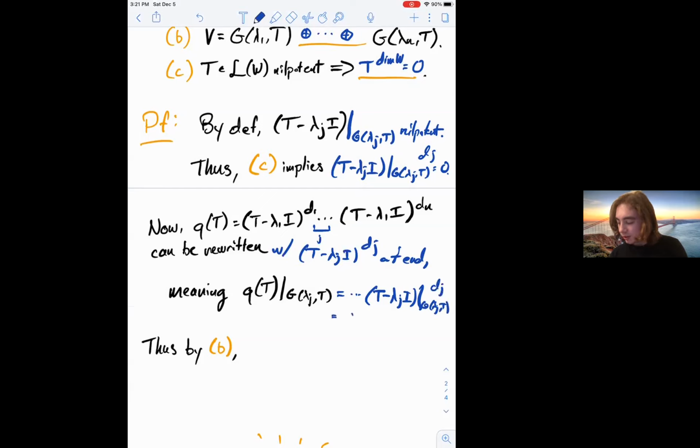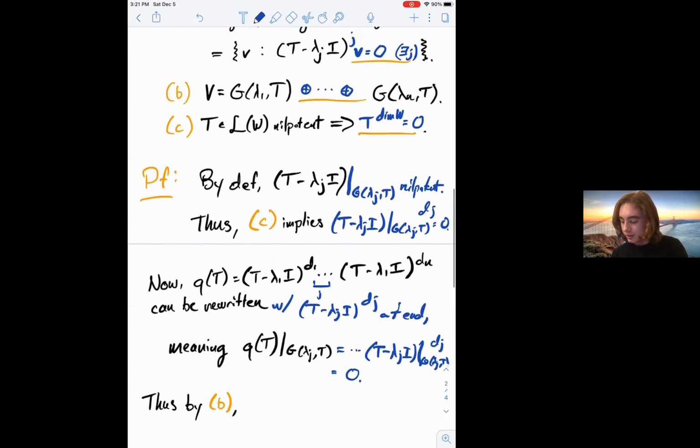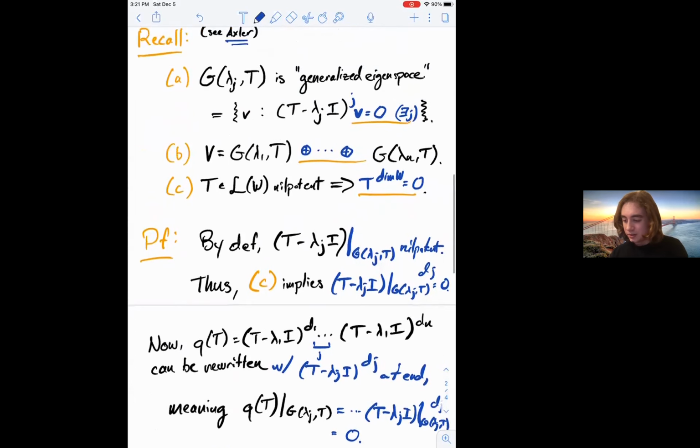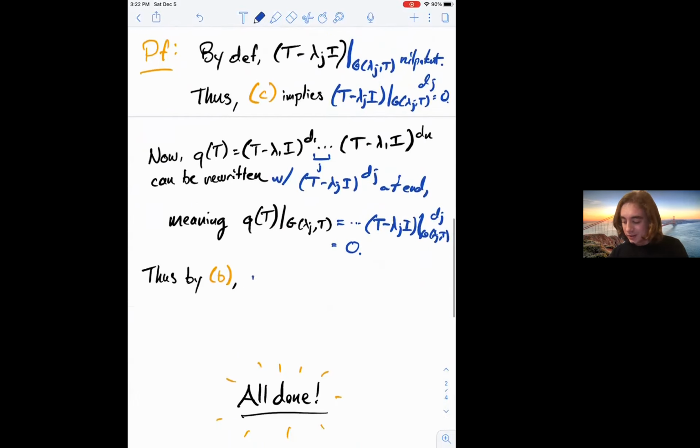But that's just 0. And so by part B, we note that our characteristic polynomial is 0 on each part of this direct sum. And so it equals 0 on the whole space. In other words, Q of T equals 0. And there we have it, an example and a proof of the Cayley-Hamilton theorem.